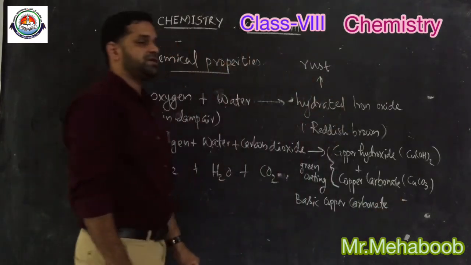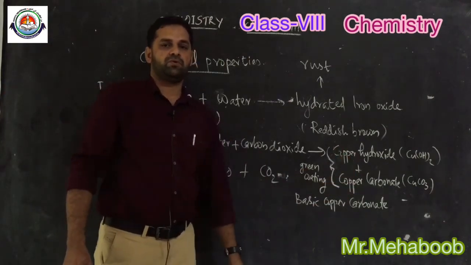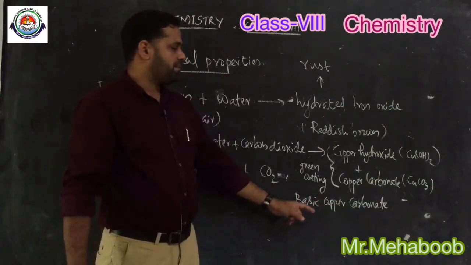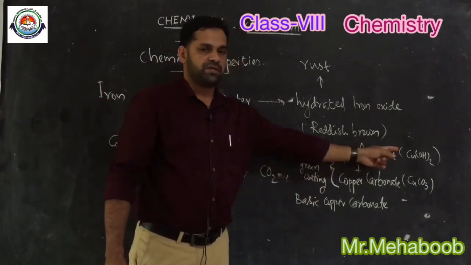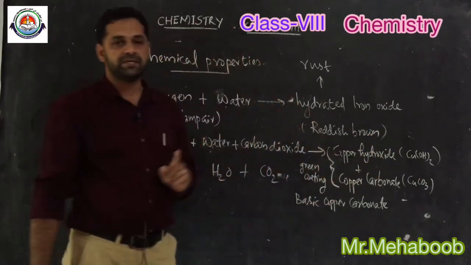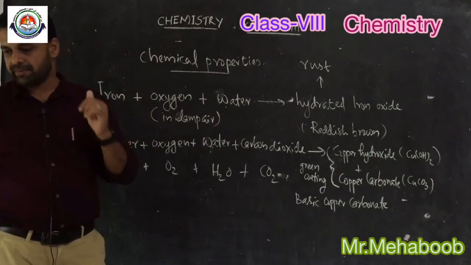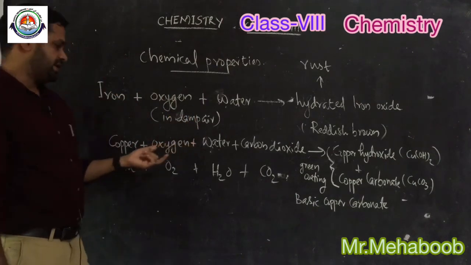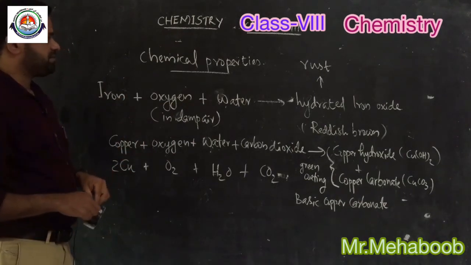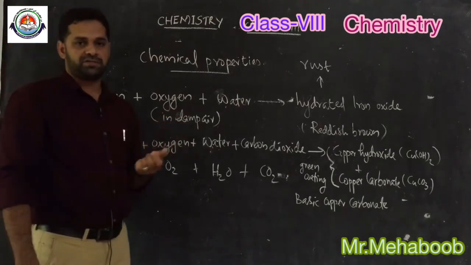So, the green coating is due to the presence of basic copper carbonate. Why is it called basic copper carbonate? It contains copper hydroxide, which is also basic in nature. Metal oxides are basic in nature. So, these are some of the reactions of metals with oxygen.